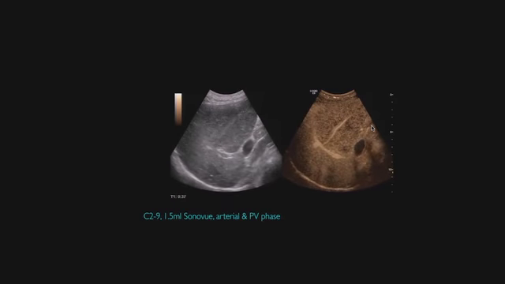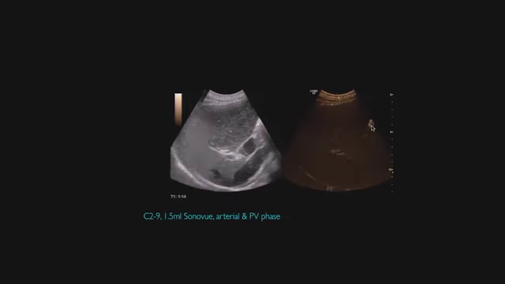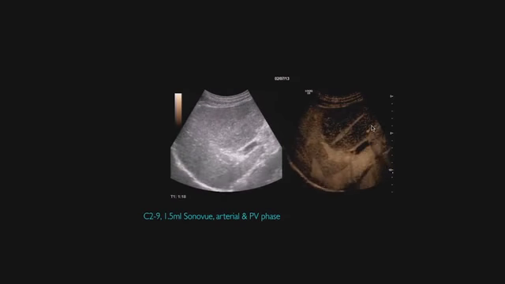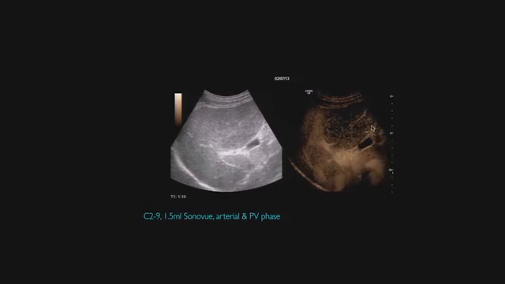And if we look a little bit later, this is after 1 minute 10, it is nearly completely washed out. So this is a typical finding for non-Hodgkin lymphoma. Not all non-Hodgkin lymphomas look like that, to make that clear, but some of them do. And we biopsied this tumor.